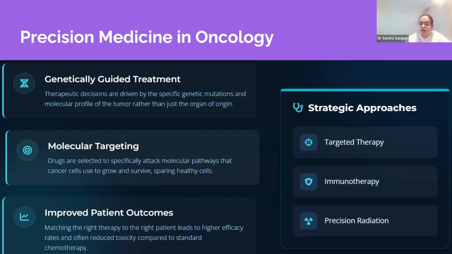Immunotherapy, which we have not discussed here, mostly strengthens the patient's own immune system so that it can recognize and destroy the cancer cells. And identifying which patient will benefit from immunotherapy is also found out by modern diagnostic techniques only, by sequencing, by NGS.